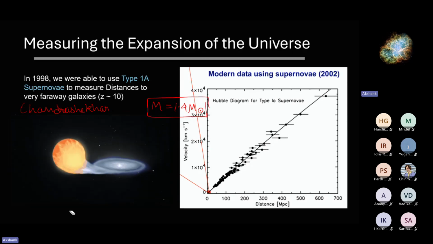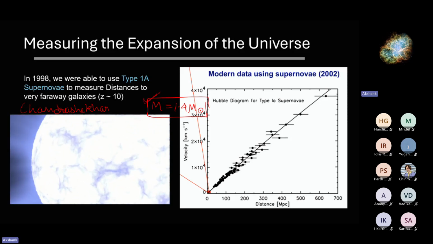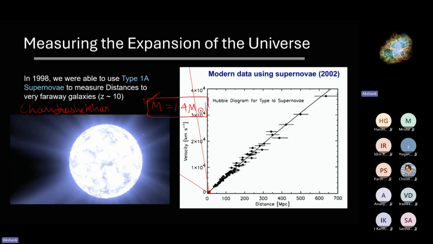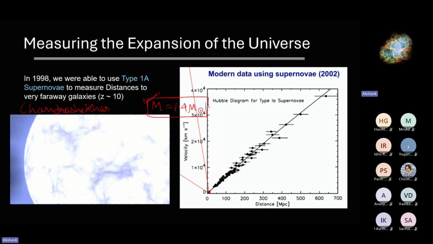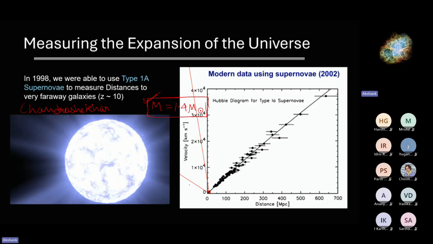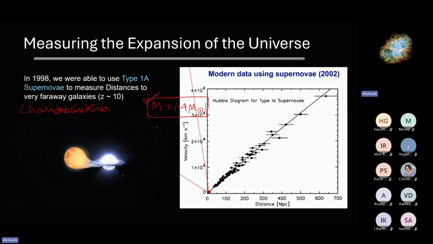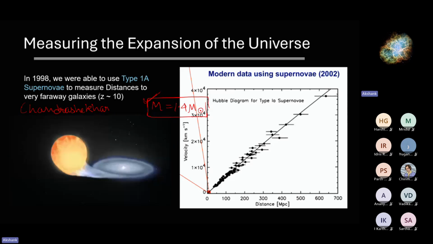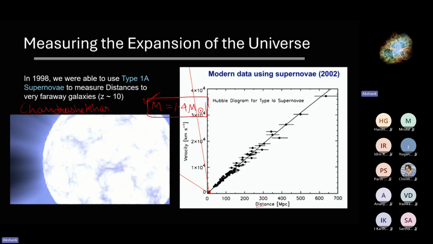Now, because this mass limit is so well known, that this explosion, this type 1A supernova is happening at this exact mass range of 1.4 solar masses, you can calculate how luminous the supernova is. And once you know the luminosity, or how much energy the supernova is giving out, you can calculate how distant away it is from us. So you can calculate the distance.